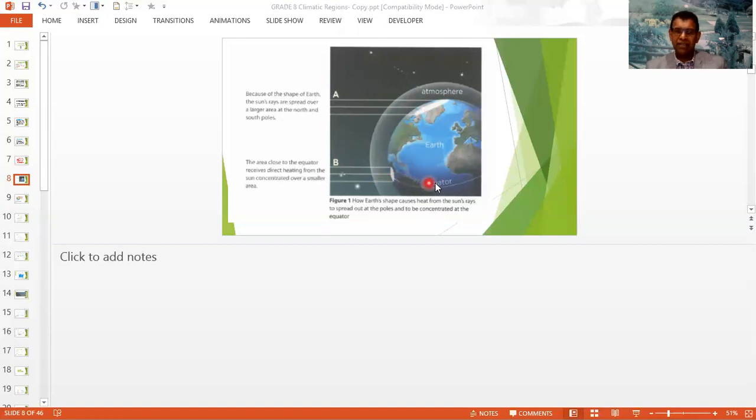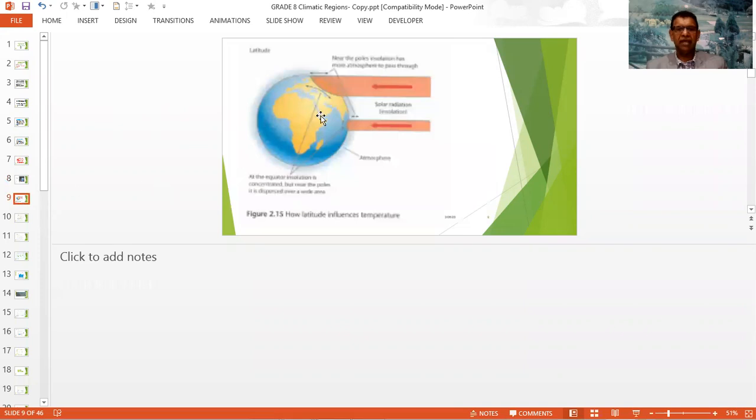Now, if one examines the equatorial areas, that's the same diagram again, showing us the equator: sun's rays direct, smaller area, smaller atmosphere, and more intense. Here, sun's rays strike over a larger area, greater atmosphere, less sun's rays will reach here, and therefore the poles are going to be colder.